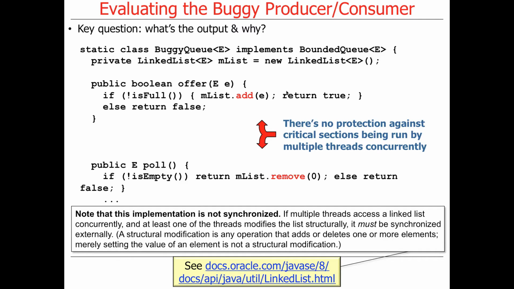And then it goes on to clarify what a structural modification is. It's something that either adds or deletes an element in the queue. Setting the value of an element is not a structural modification, but changing the queue, adding or removing, which is what we're doing here, will cause all kinds of problems.